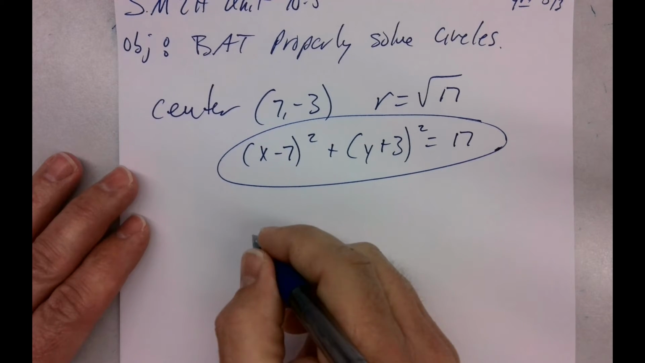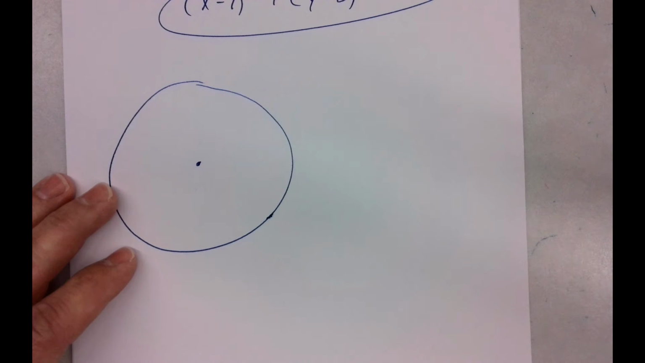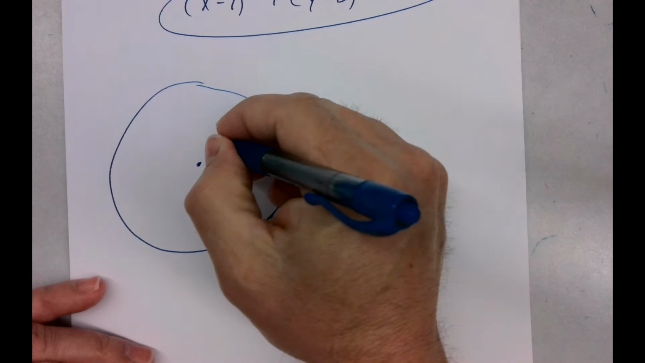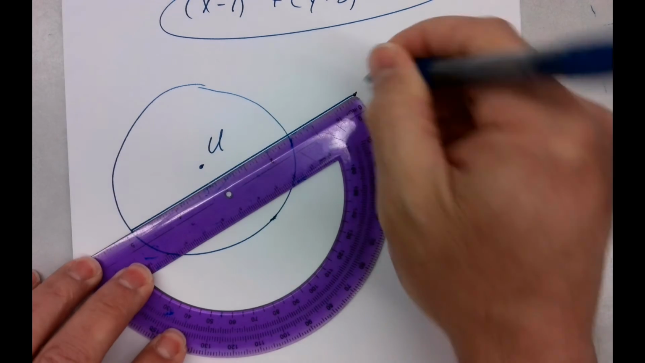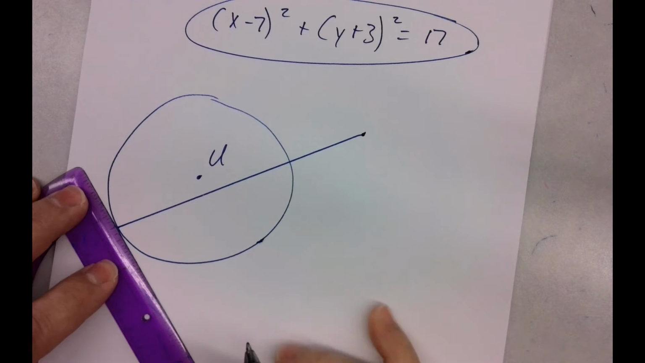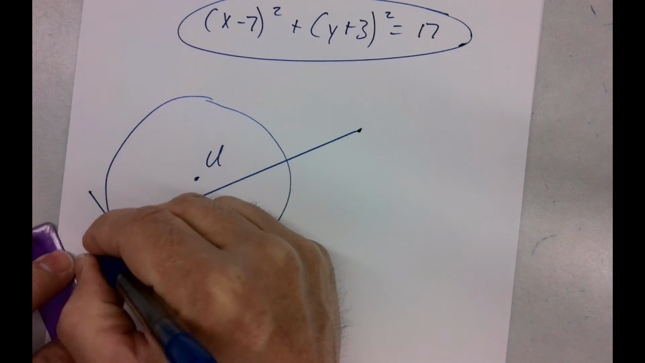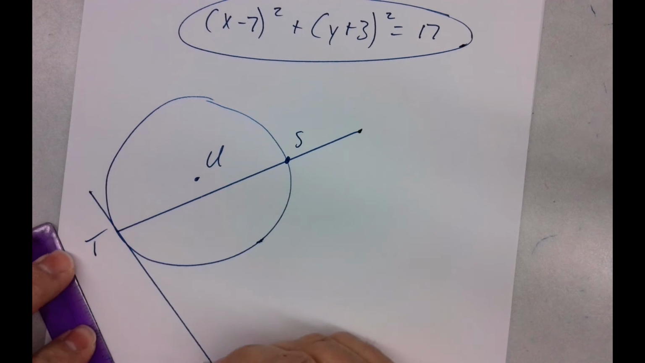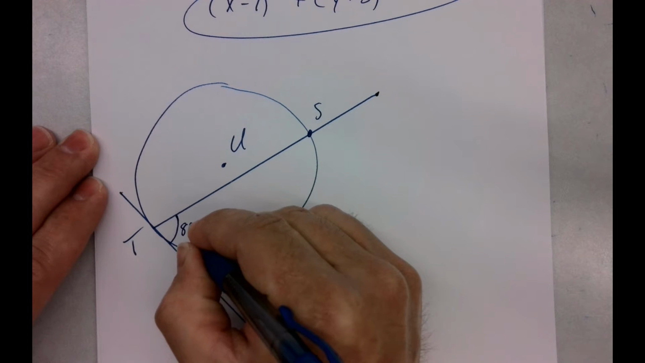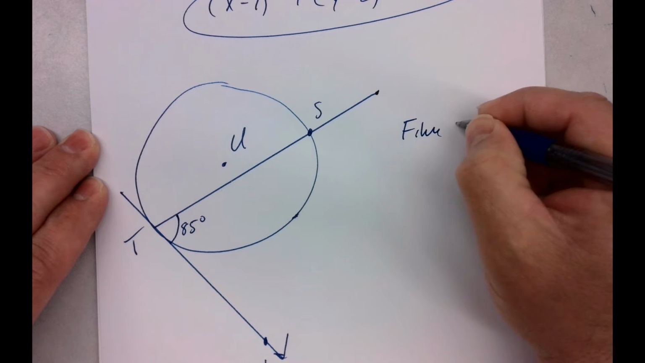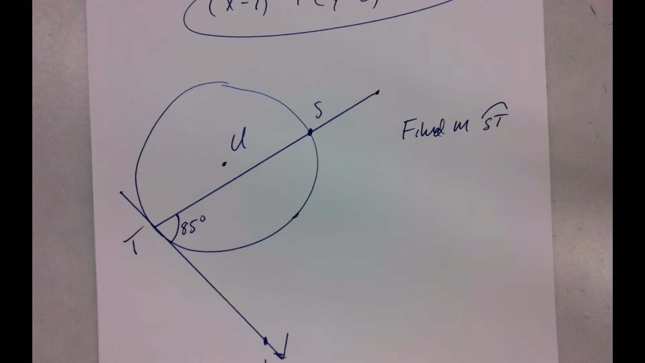Now, let's say I did this. We'll call this circle U. Now, let's say that I tell you that this angle right here is 85 degrees, and I want you to find the measure of arc ST. Anybody think they can figure that out?